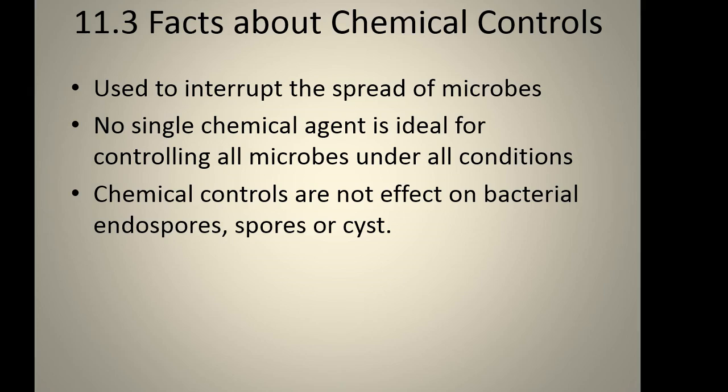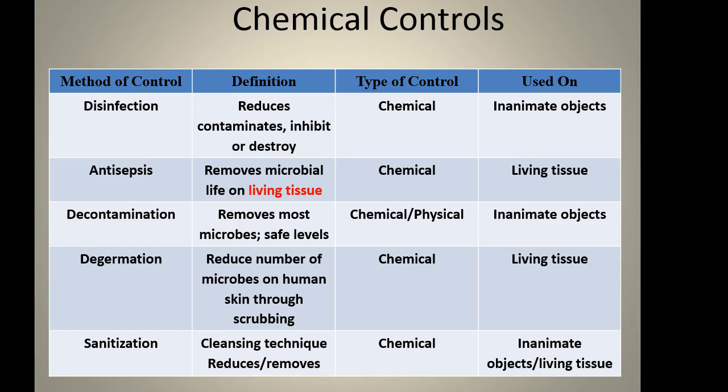Facts about chemical controls used to interrupt the spread of microbes. No single chemical agent is ideal for controlling all microbes under all conditions. Chemical controls are not effective on bacterial endospores, spores, or cysts. So here are some chemical controls. The method, disinfection, reduces contaminants. It inhibits or destroys them. It's used on inanimate objects.